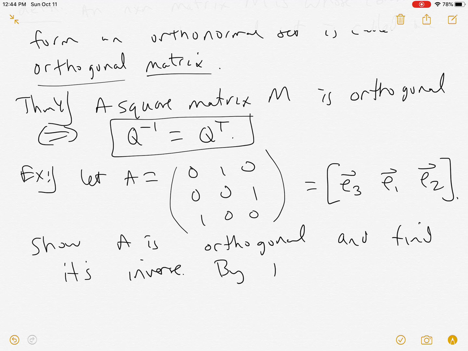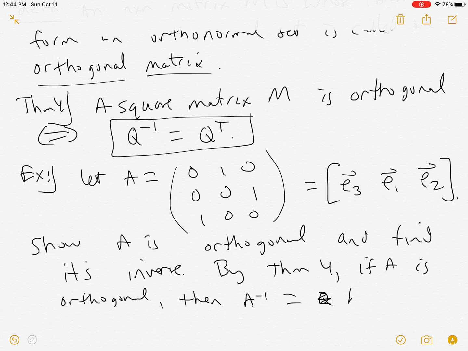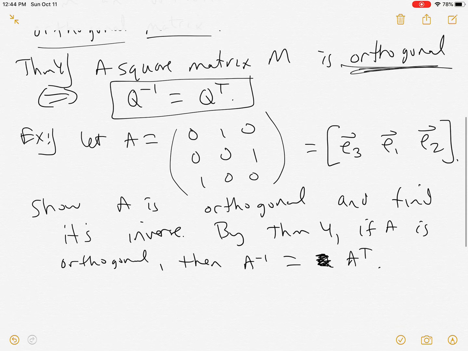And by theorem 4, if A is orthogonal, then its inverse is equal to its transpose. Right? So if we show that A is orthogonal, we don't actually have to compute its inverse, which is something you always want to avoid. So this orthogonality is great because it gives us a way to find inverses without actually finding inverses. You get them for free just by swapping the rows with the columns. So let's show that A is orthogonal.